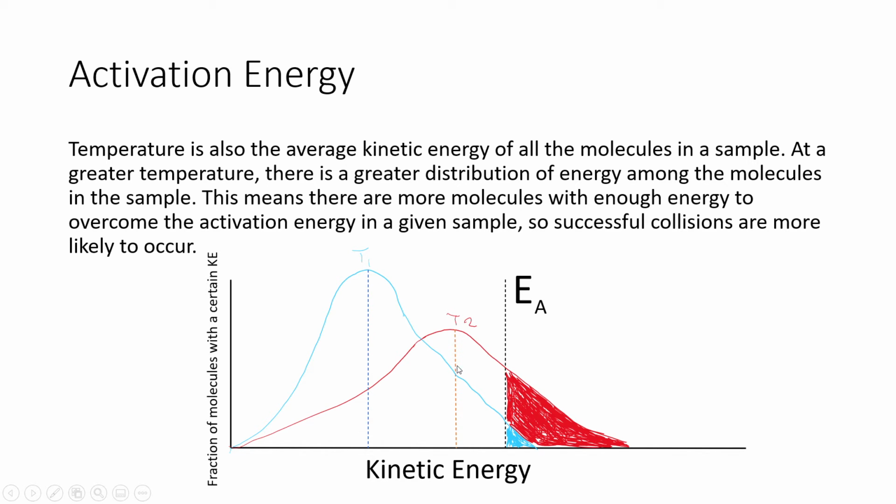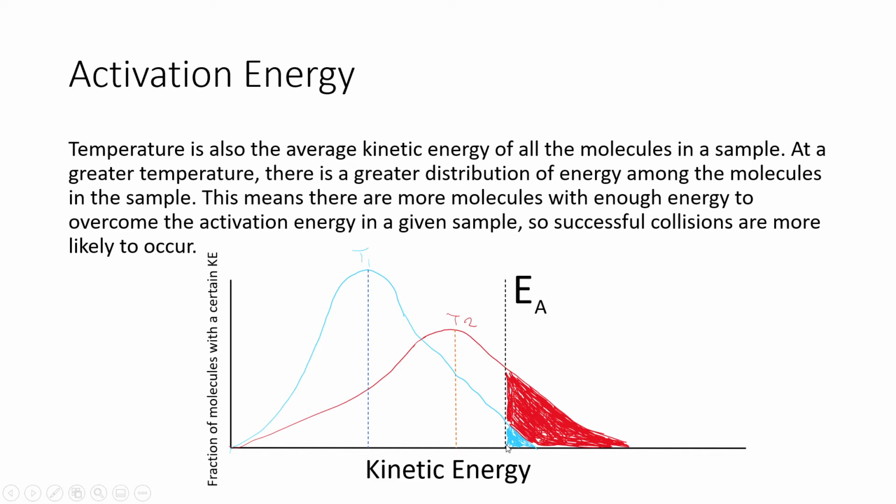So we see this from this kinetic energy diagram here, which shows the fraction of molecules at different kinetic energies. For a lower temperature, T1, here is the average kinetic energy, and there is a fraction of molecules in the sample on each side of this.